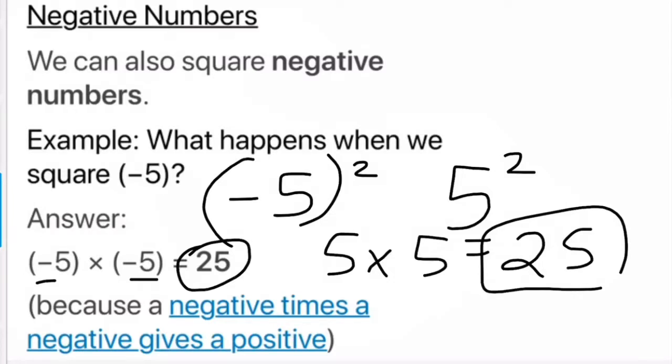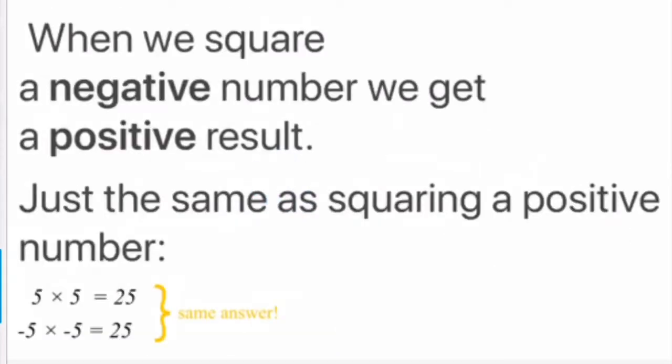So when we square a negative number, we get a positive result. It's just the same as squaring a positive number. So here's what we just looked at. 5 times 5 is 25. Negative 5 times negative 5 is 25. So you get the same answer whether it's negative or positive. Again, this will make more sense why this is so important when we talk about it in terms of square roots.